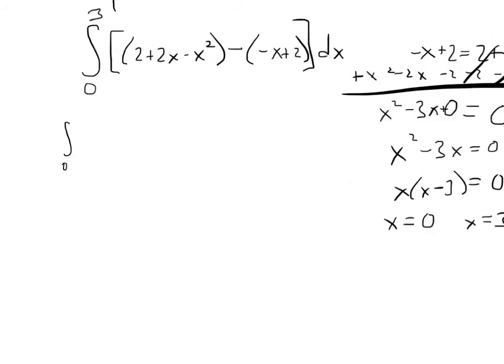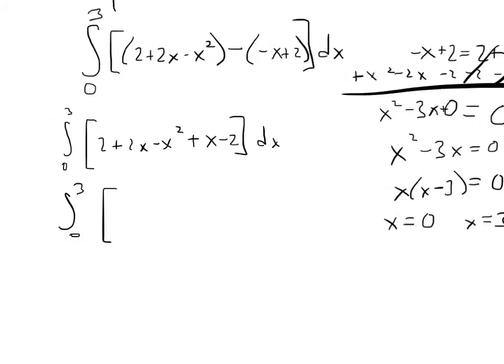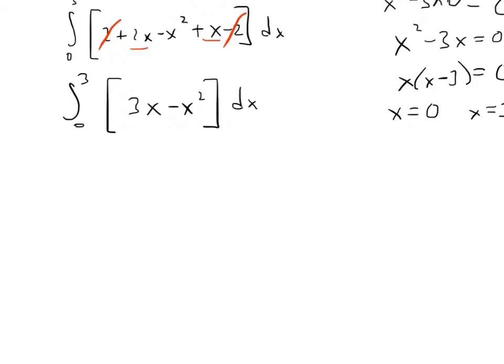Keep in mind, you should always simplify an integral before you actually do that integral. So I'm looking at this as 2 plus 2x minus x squared plus x minus 2. And so we notice that the 2 and the negative 2 are opposites of one another. The 2x and the plus x join forces to become 3x minus x squared. And now this is nice and simple. I can just take the integral of this thing and plug values in.